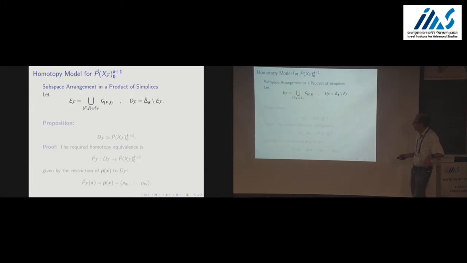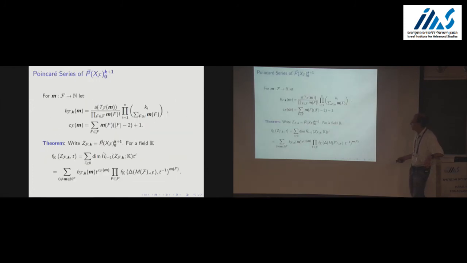Okay, so this formula. The first step in the proof of the formula is actually to find a homotopy model for this, which is in a sense finite, which can be handled. And indeed, it turns out that you can describe this path space as a subspace arrangement, but not in the usual sense, but rather as a subspace arrangement in a product of simplices.